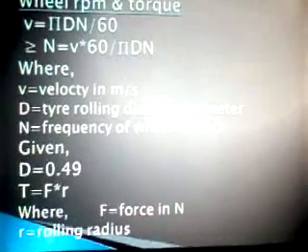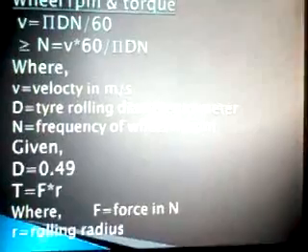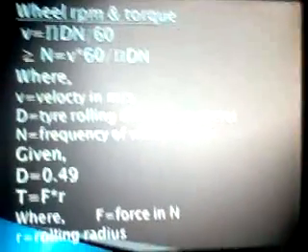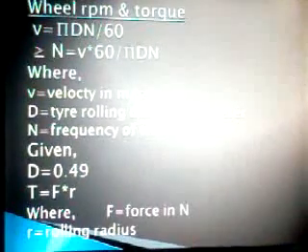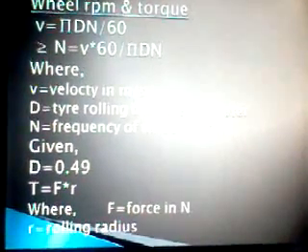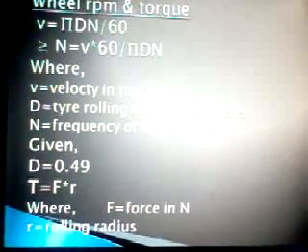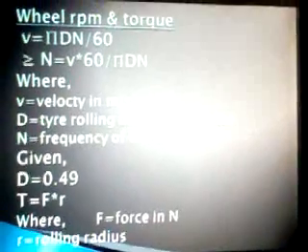V has been calculated as pi D N by 60, and then we have calculated the wheel RPM, where D is the tire rolling diameter in meters, and N is the frequency of the wheel in RPM. And then we have calculated the torque, which is the product of force and the rolling radius of a tire.